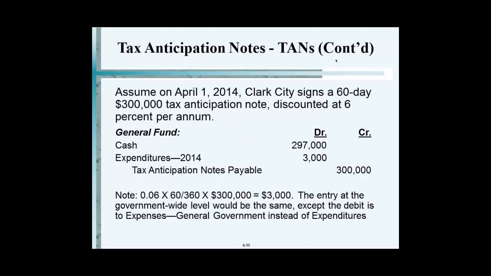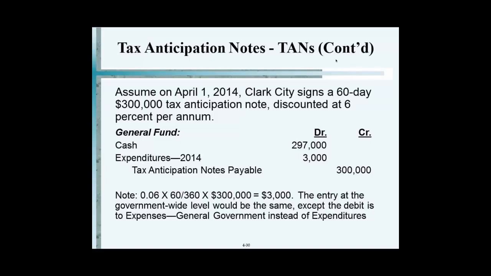Here's one. They sign a 60-day note discounted at 6%. Notice something unusual in this entry. We're used to seeing interest being charged. If it were 6%, and it's 60 days, you would think that it would be 1% for that period. It'd be 1% of 300,000. But no, it's a discounted note. Like when you take a class in finance, for instance, treasury bills are discounted as opposed to treasury notes, where you earn interest on face value of the note.